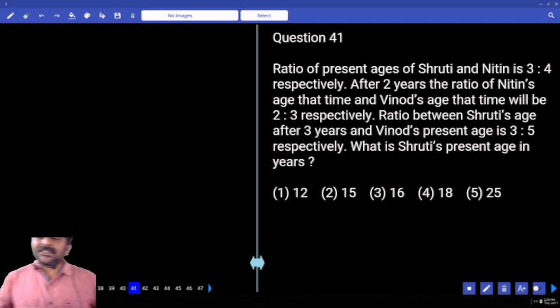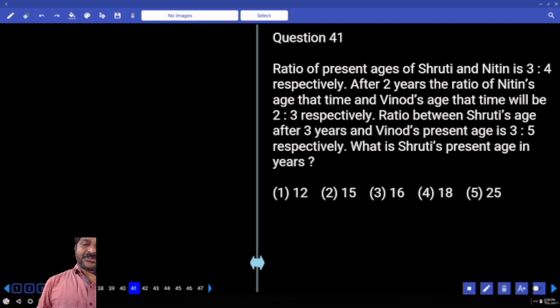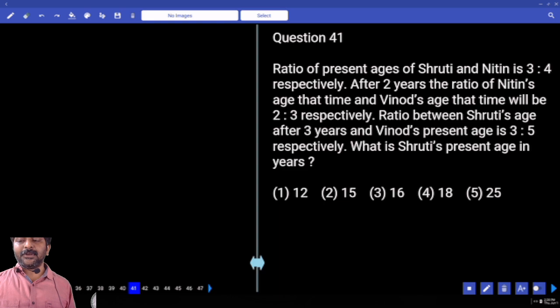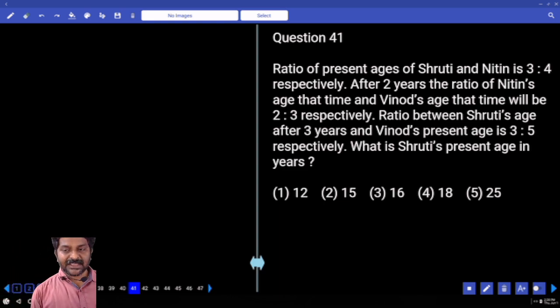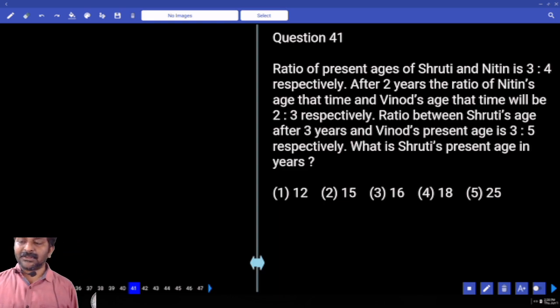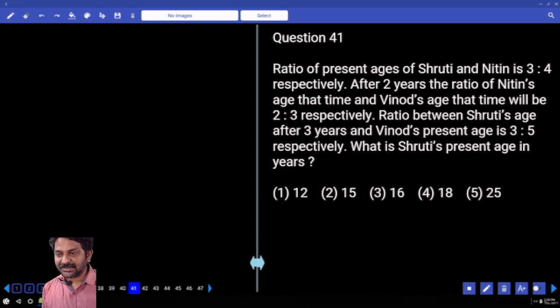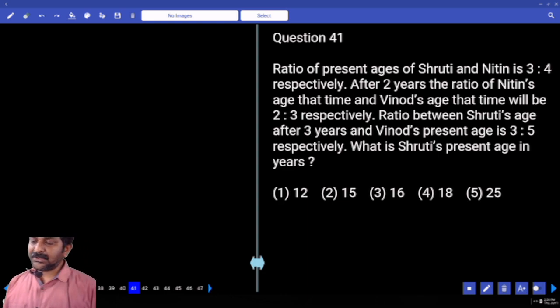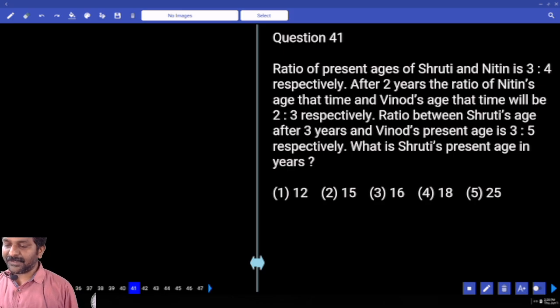The ratio of percentages of Shruti and Nitin is 3:4 respectively. After 2 years, the ratio of Nitin's age at that time and Vinod's age at that time will be 2:3 respectively. Ratio between Shruti's age after 3 years and Vinod's present age is 3:5 respectively. What is Shruti's present age in terms of years?